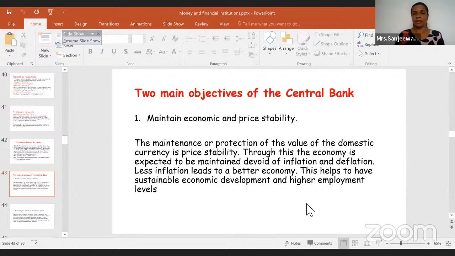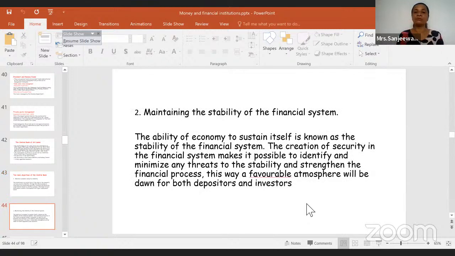Then what's the second one? Once again, what's the first? Maintain economic and price stability. That price stability is one of the main objectives. The second one is to maintain the stability of the financial system. I explained that the financial system comprises the banking sector, financial institutions and other financial institutions. So maintaining the stability of the financial system is the second one. The ability of the economy to sustain itself is known as the stability of the financial system. The creation of security in the financial system makes it possible to identify and minimize any threats. So the second objective of the Central Bank is to maintain the stability of the financial system.